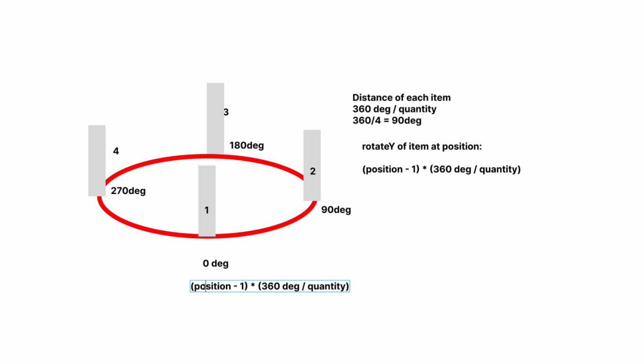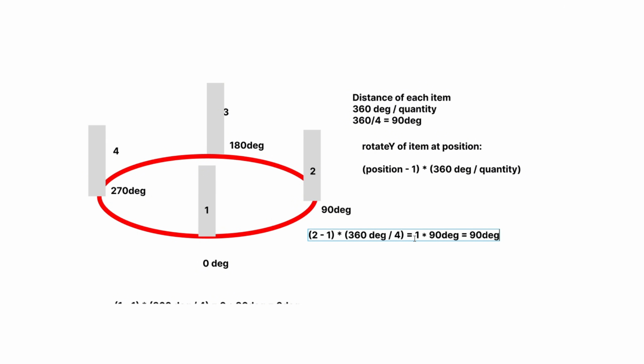Substitute this formula for the first item position. Location is 1. Number of items is 4. So the result is 0 degrees. As for the item in position 2, then the result will be 90 degrees. Everything matches perfectly. So now let's use this formula to write the code.